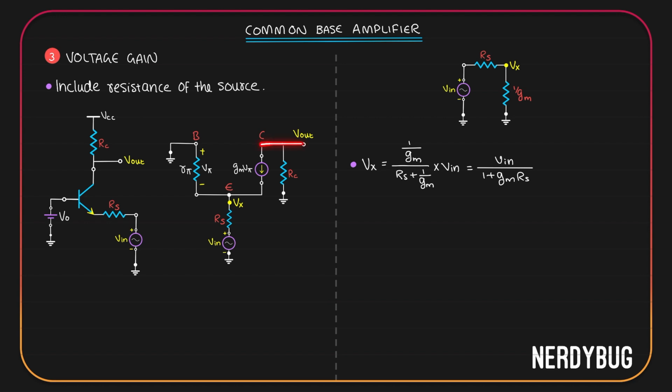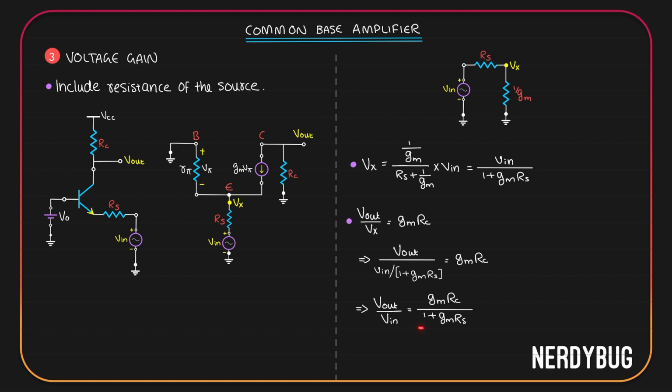Now previously we learned without the source resistance being considered, gain is GmRc. That is output voltage divided by whatever is the voltage we actually get at the emitter, Vx. So here we can write V out by Vx will be GmRc. But we know how to write Vx in terms of V input. Using that, we can write V output divided by V in by 1 plus GmRs is GmRc. What we want is V output divided by V input. So let's take this much to the other side of the equation. That gives us V out by V in is GmRc divided by 1 plus GmRs.